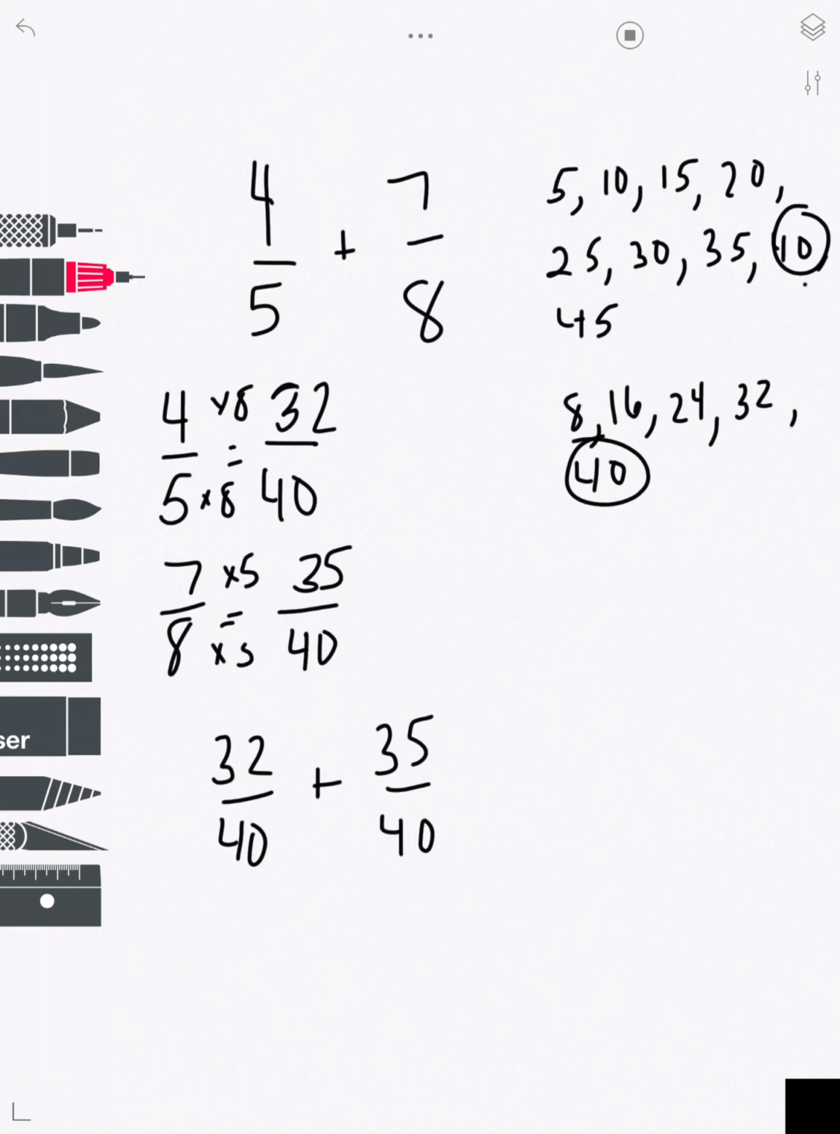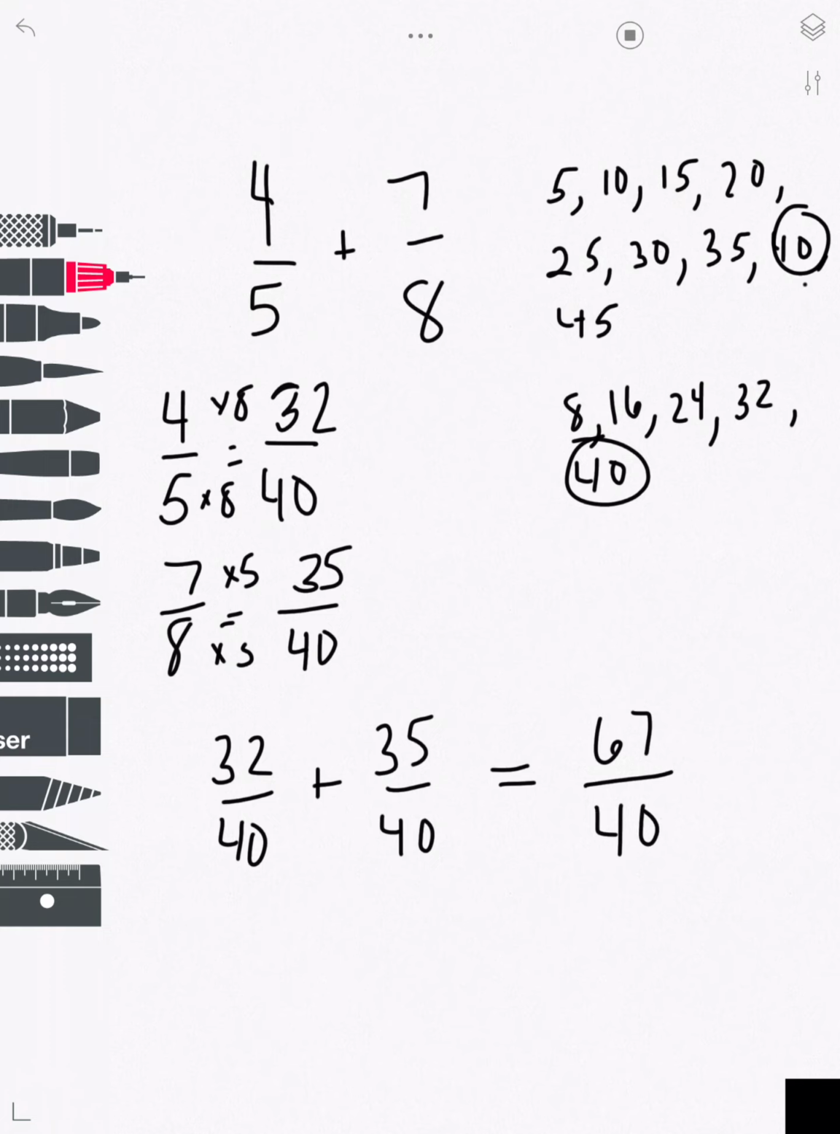Okay, my next step is compute. So now I'm just doing some addition. 32 plus 35, that's going to be 67, and I keep my denominator. So now I've got an improper fraction and I can simplify.